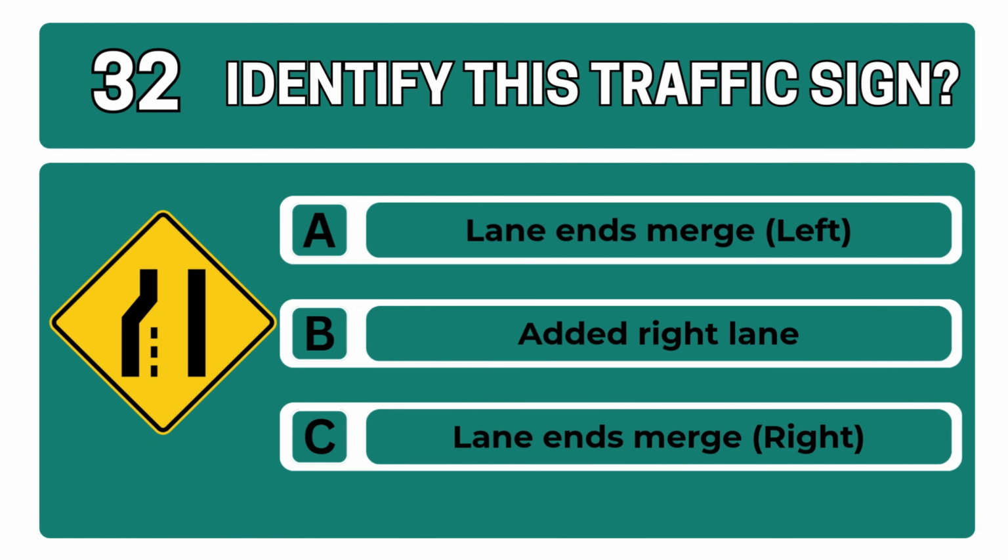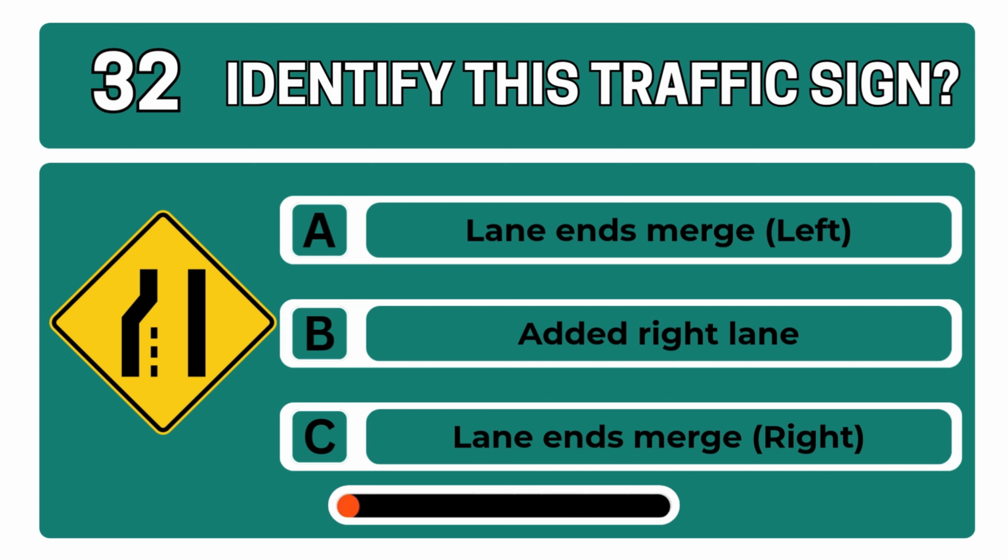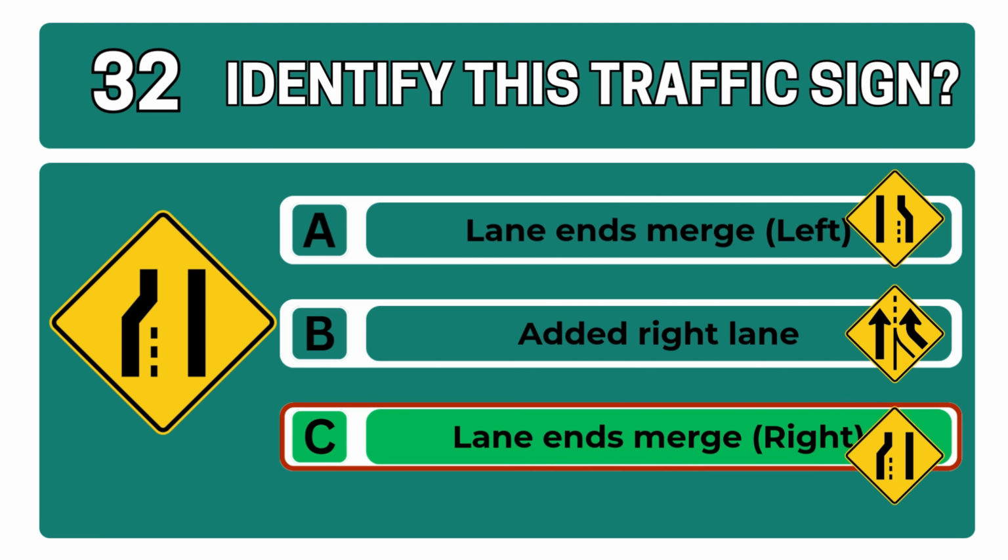Question 32. Identify this traffic sign. A. Lane ends merge, left. B. Added right lane. C. Lane ends merge, right. The answer is C. Lane ends merge, right.